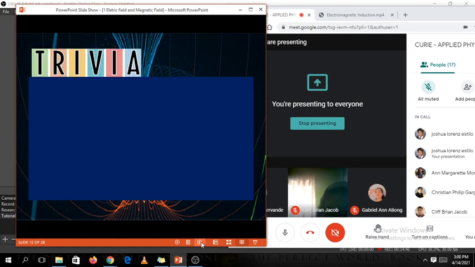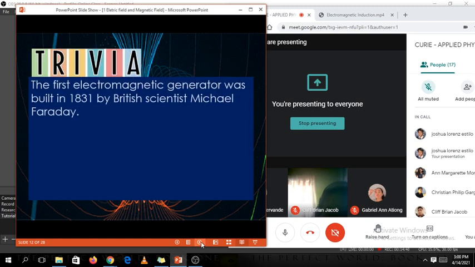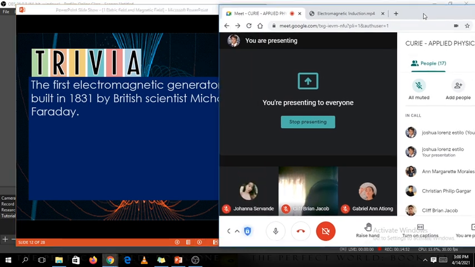So for the next trivia, what do you call this first electromagnetic generator built by Michael Faraday in 1831?